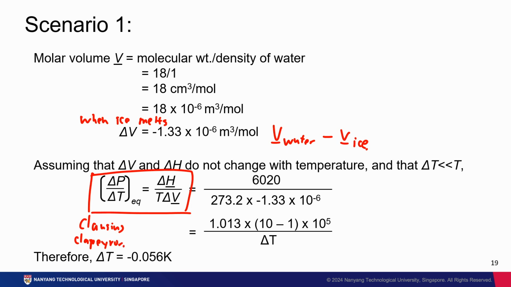Substituting the data, we will get a change in T of negative 0.056 Kelvin. What that really means is that as pressure increases from 1 atmosphere to 10 atmospheres, the melting point of ice decreases. So here we are going to be able to understand the phenomenon of skating, or rather ice skating.